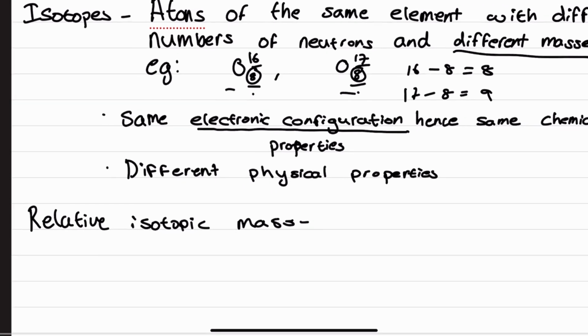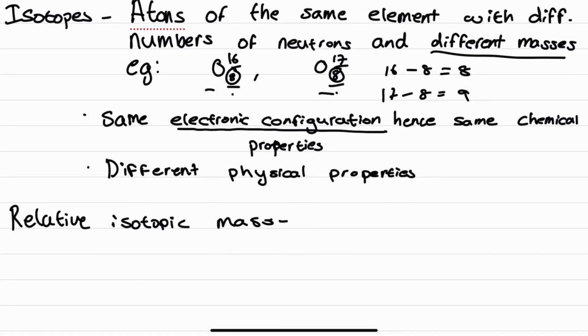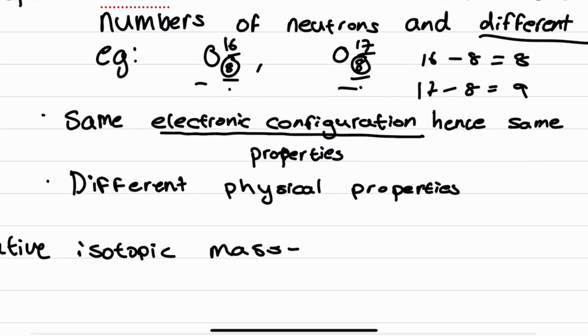Now, what does this mean? Well, this means that, of course, the electronic configuration is the same. So chemical properties, exact same. But physically speaking, this oxygen and this oxygen are not the exact same.